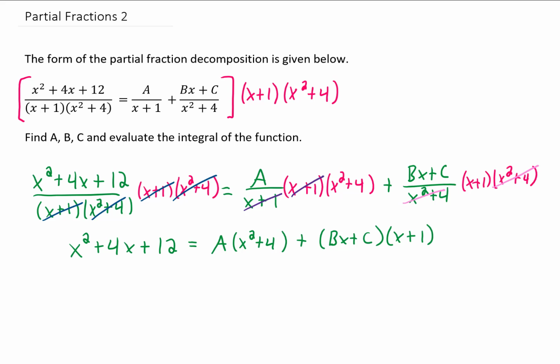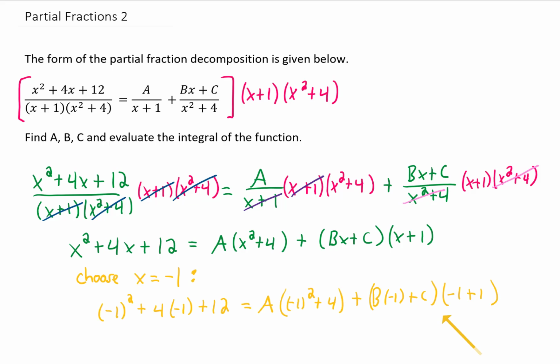In the first video about partial fractions in this playlist, we chose specific values of x to plug into this equation. And it might be smart to do that here as well. You'll notice that if we choose x equals -1, this term over here is going to go to 0, and that's going to allow us to solve for a pretty quickly.